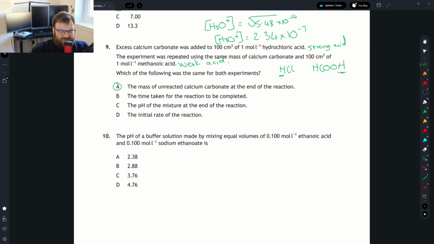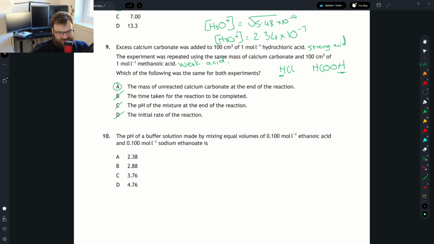The time taken for the reaction to be completed will be different because in a strong acid, all of the molecules have dissociated. So all of the H+, H3O+ ions are available to react instantly, so they will react much more quickly. The pH of a strong acid is lower because the H+ ions are in solution. And the initial rate, similar to the time, will be faster because the H+ ions are already out.